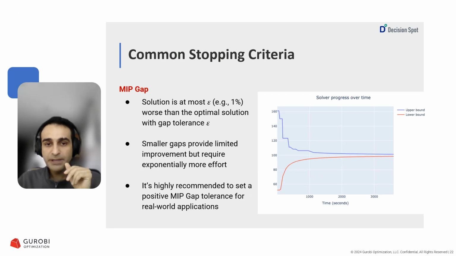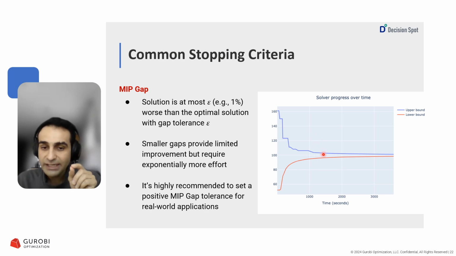To give a bit more context, and using epsilon for the MIP gap, that means that the solution you're getting is at most epsilon worse than the optimal. So for example, with a gap tolerance of 1%, you know that the solution is within 1% of the best possible outcome. But remember, as you set smaller and smaller gaps, the amount of work required grows exponentially, often for marginal improvements. Look at the plot here.